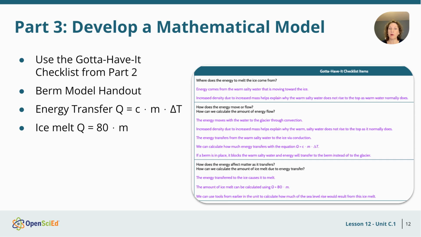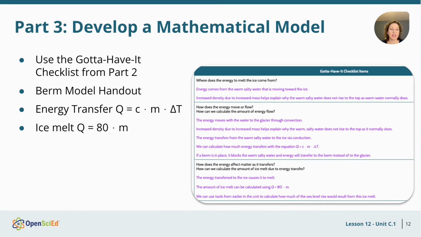So a key moment in part 3, the students will use the gotta have it checklist from part 2 to complete the berm model handout. This is an image of the key to help you guide your students. When we say develop a mathematical model with a partner, what we mean is that the students are making use of the models that they've already developed, and they're applying them to specific parts of the berm system.